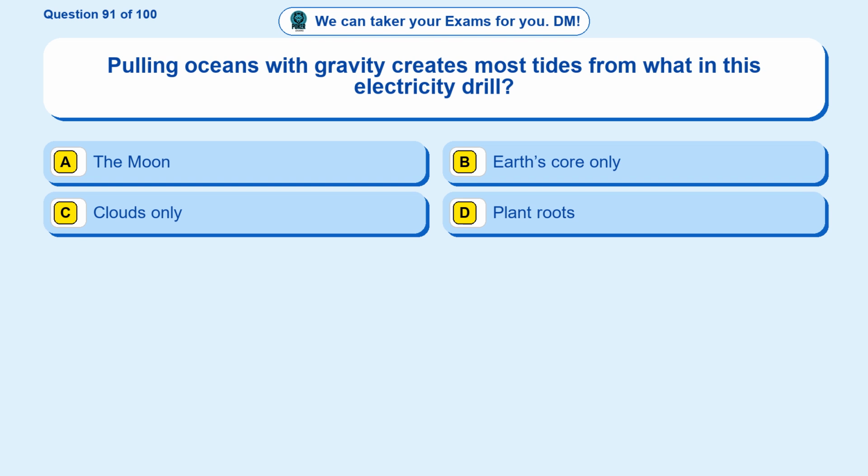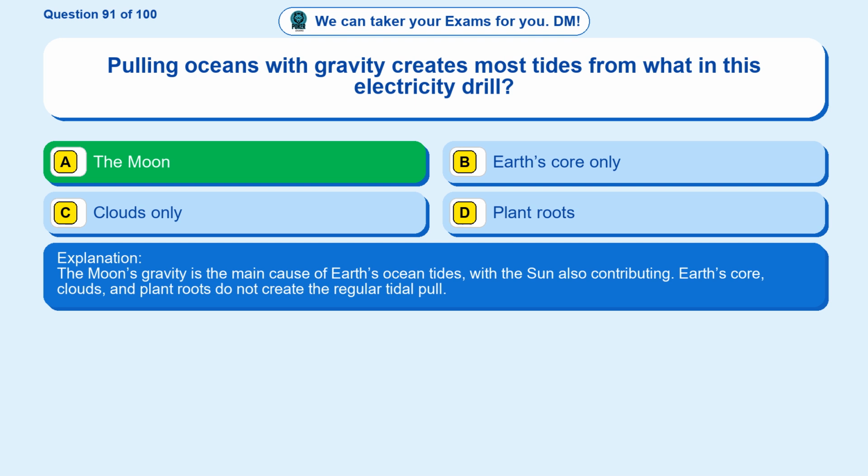Question 91. Pulling oceans with gravity creates most tides from what in this electricity drill? Option A, the moon. Option B, Earth's core only. Option C, clouds only. Option D, plant roots. The correct answer is option A. The moon. The moon's gravity is the main cause of Earth's ocean tides, with the sun also contributing. Earth's core, clouds, and plant roots do not create the regular tidal pull.